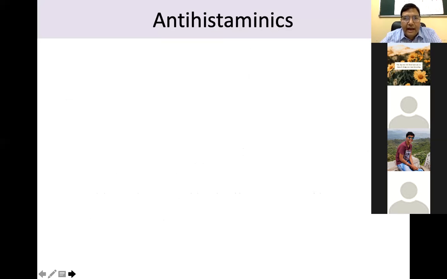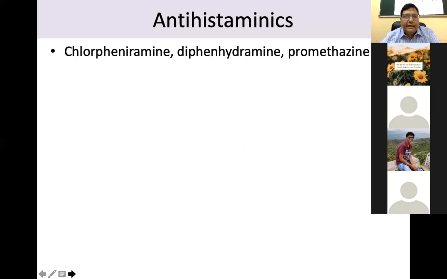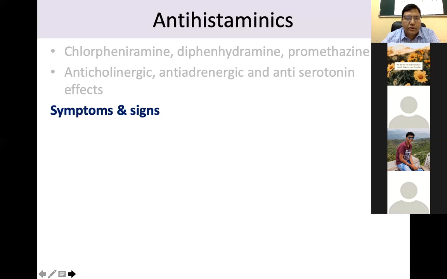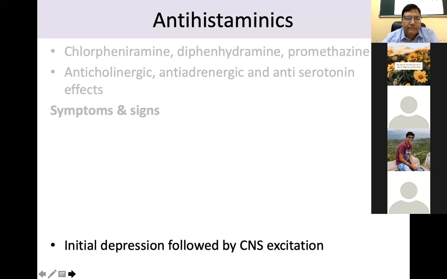Next, we have the antihistaminics. The antihistaminics have anticholinergic, anti-adrenergic, and anti-serotonergic properties. So the adverse effects in this poisoning will correspond to their pharmacological properties. So the patients with antihistaminic poisoning will present with signs and symptoms.